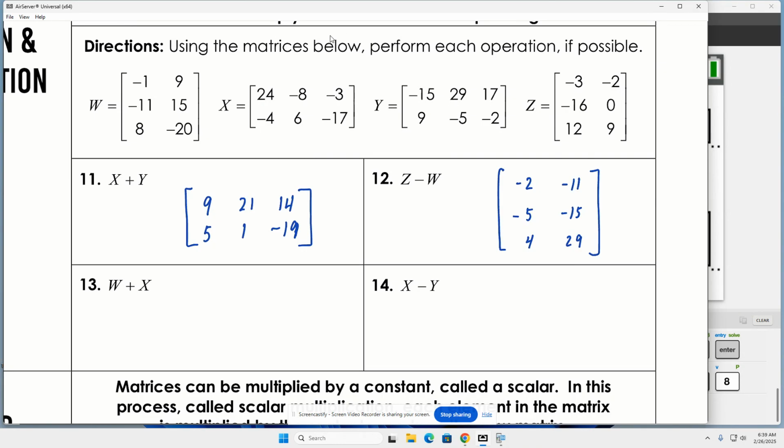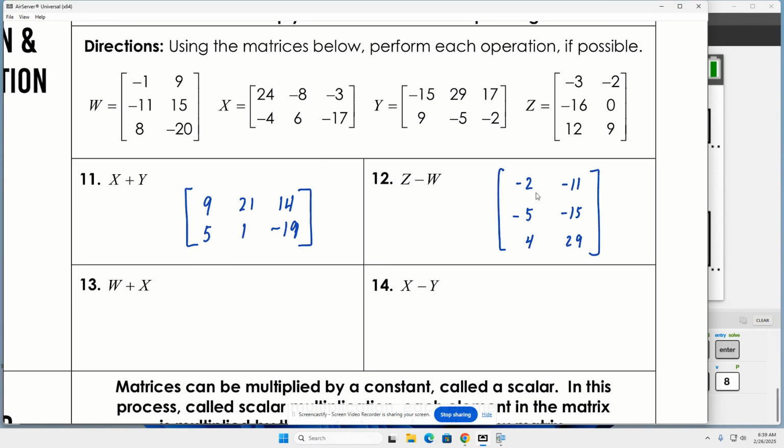Now, if I did this in my head, I would have went like this. -3 minus -1. Well, -3 minus negative is +1. -3 plus 1 is -2. I would have went -2 minus 9, because remember, we're subtracting. So -2 minus 9 is -11. I would have went -16 minus -11. Minus negative turns to plus, so that's -16 plus 11, or 11 minus 16, -5.